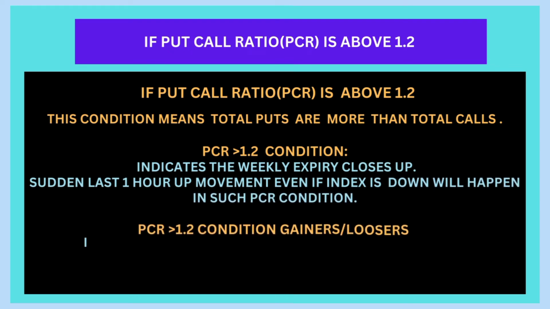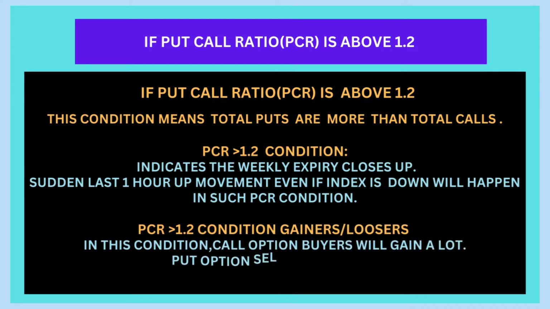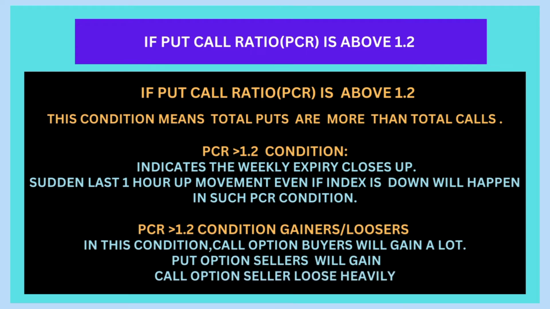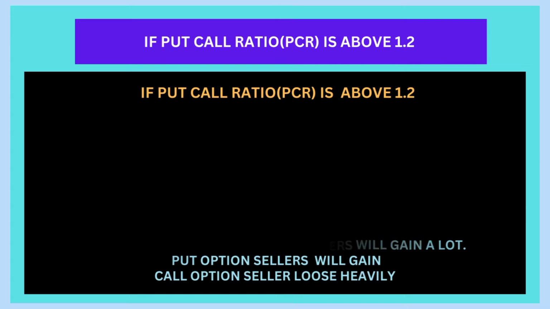Put option sellers will gain. And who will lose? Call option sellers will lose heavily because they expect the premium to become zero, but the premiums will lead to maximum, unlimited loss. So here it is 1.2.